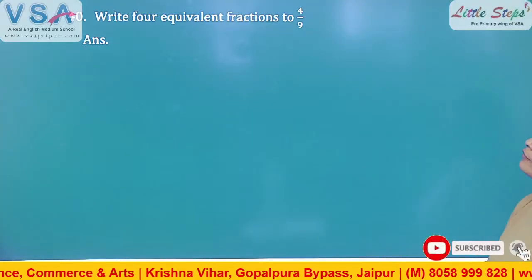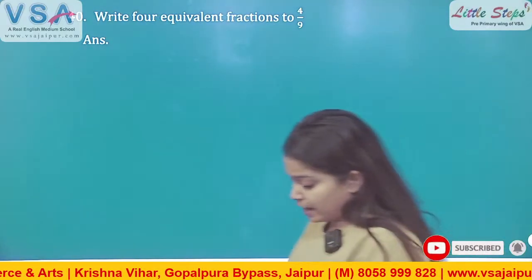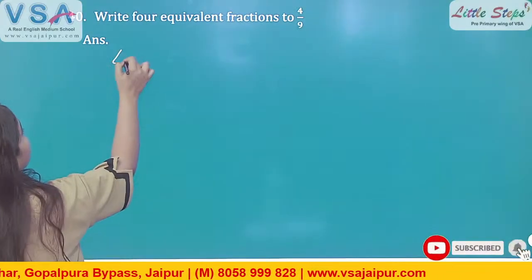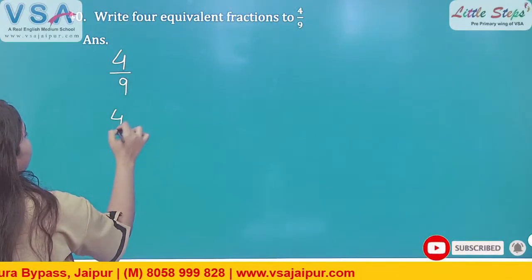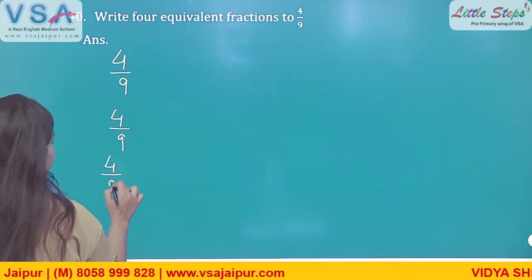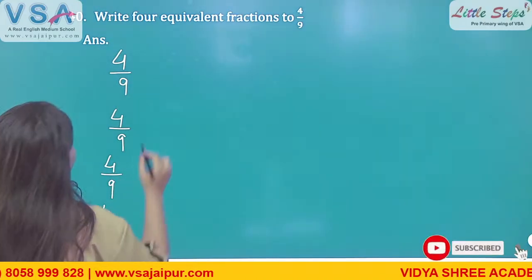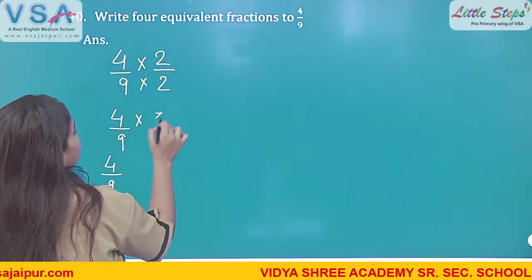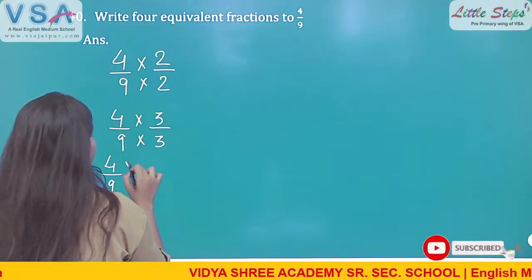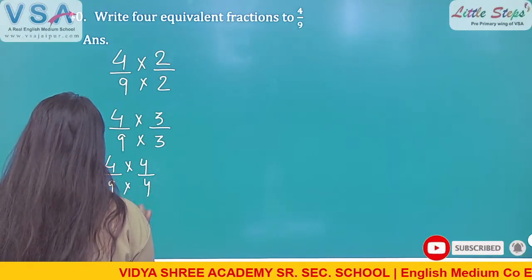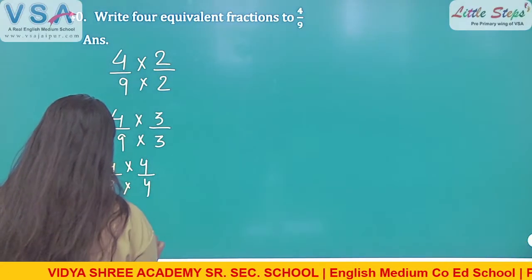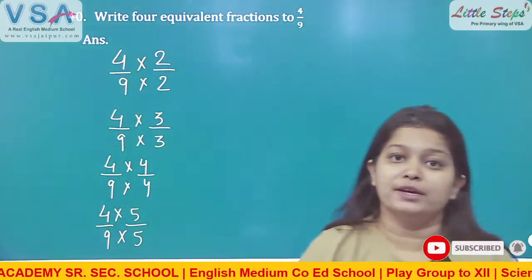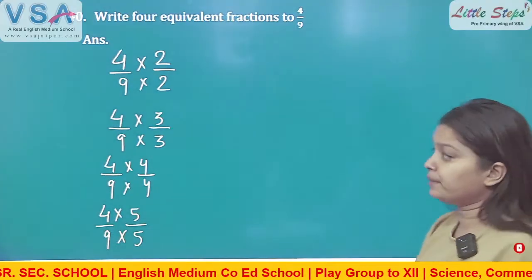Write 4 equivalent fractions to 4 by 9. We have to write down 4 equivalent fractions of 4 by 9. We have to write 4 by 9 4 times, and we need to multiply the number by 2, then 3, then 4, then by 5. As we need to find out the equivalent fraction, that's why we need to multiply both the numerator and denominator with the same number only.